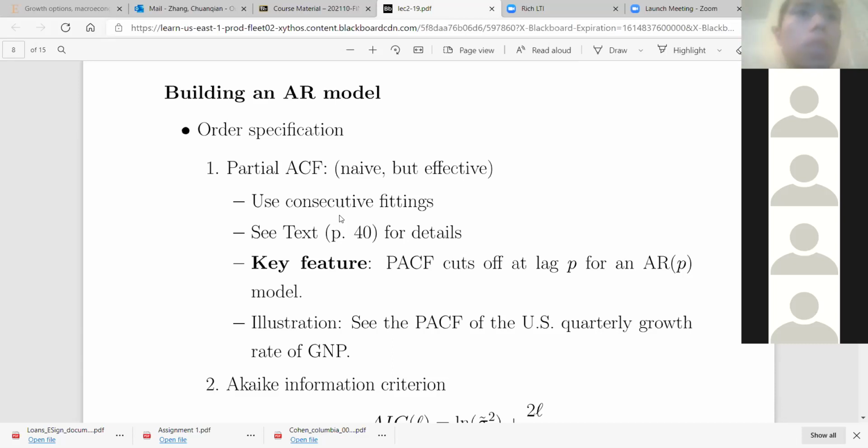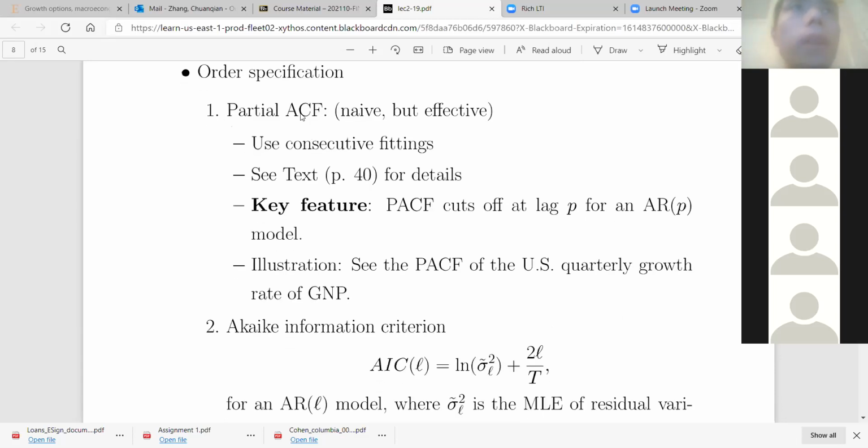Okay, so to build the AR models, I think we only need one piece of information to build the model. That means to what extent you want to cut off at the period, right? You want AR1, AR2, AR3, or AR4. That's it. So in this case, we need autocorrelations, all right? And so the partial autocorrelation, you can see in your text on page 40. Page 40.